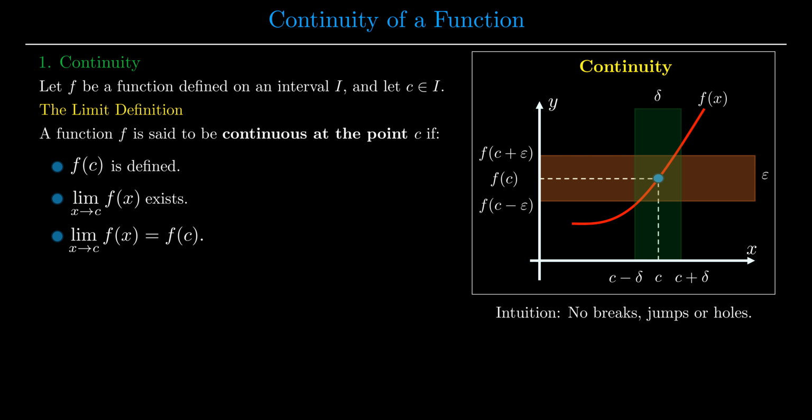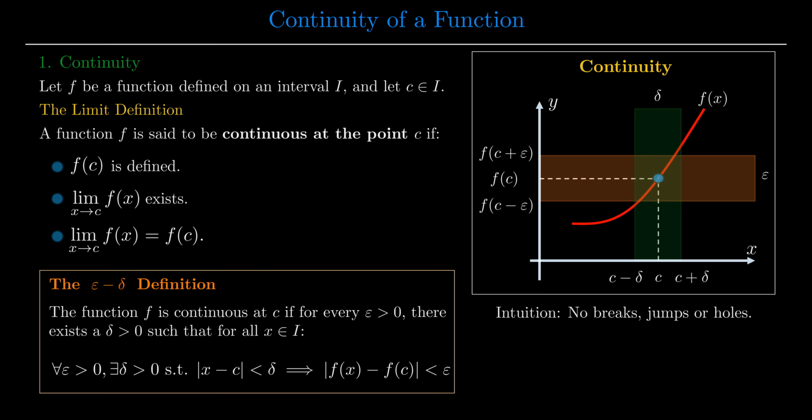To make this absolutely bulletproof, we use the epsilon delta definition. It states that for every epsilon greater than 0, there exists a delta greater than 0, such that if the distance between x and c is less than delta, then the distance between f of x and f of c must be less than epsilon. In visual terms, this means for any target range around the function's value, we can find a small enough window around x to satisfy it.